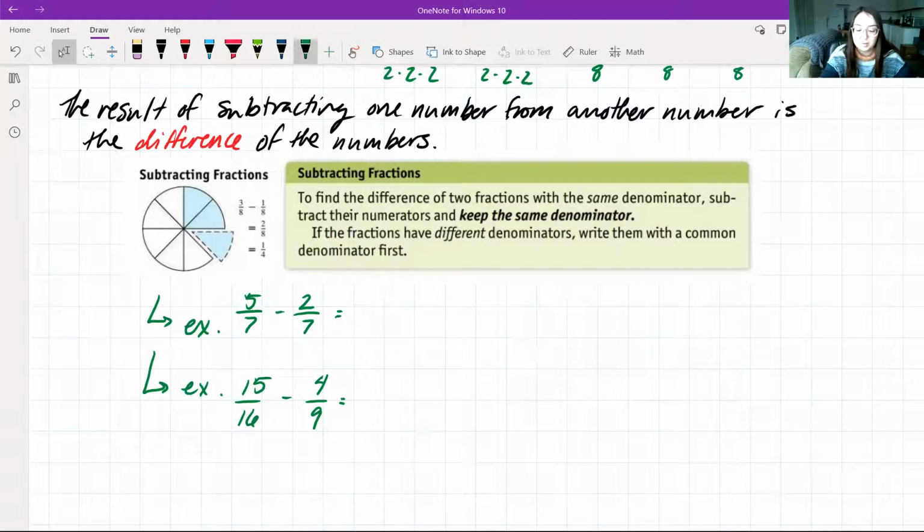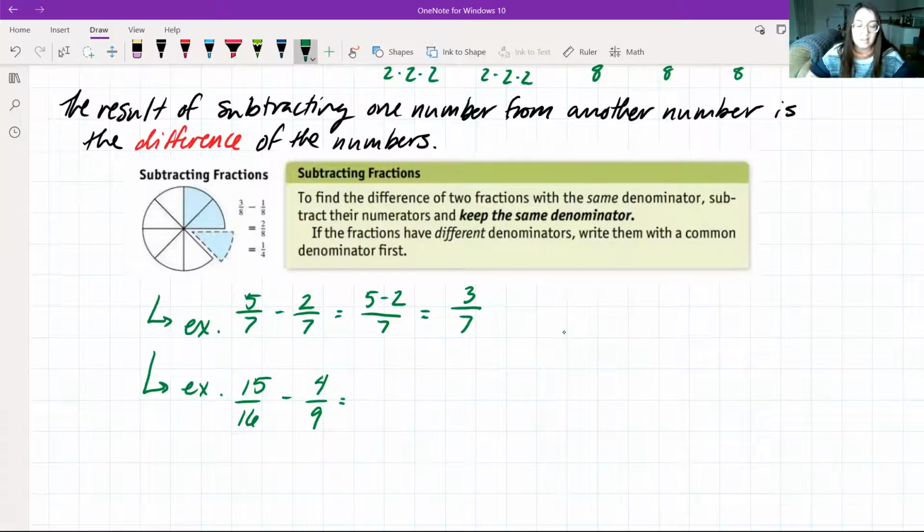For our first example, we're going to have 5/7 minus 2/7. So we have two values with the same denominator. This is just going to give us 5 minus 2 divided by 7. 5 minus 2 is just going to be 3, so we have 3 divided by 7, and that'll be our answer.